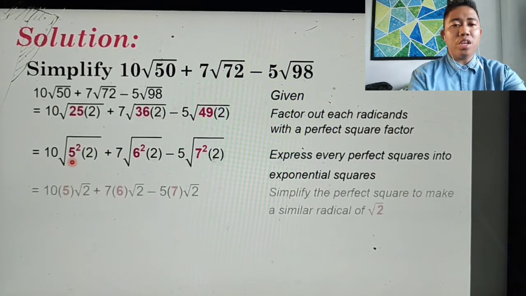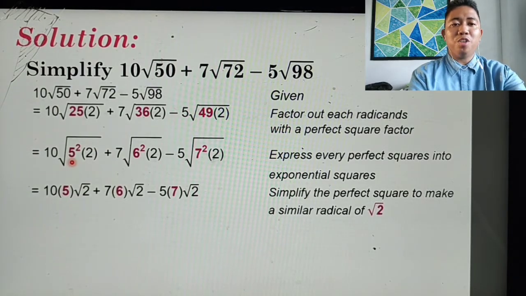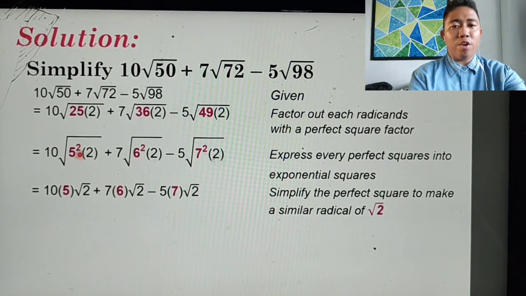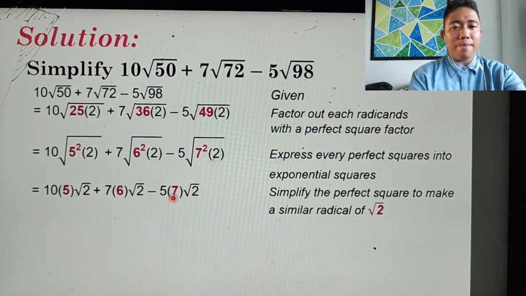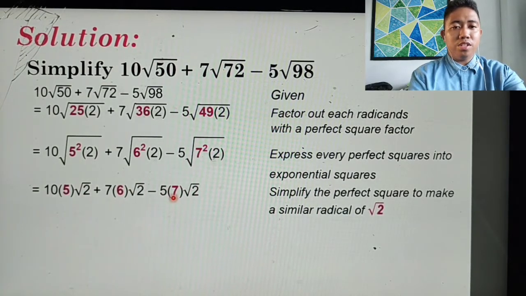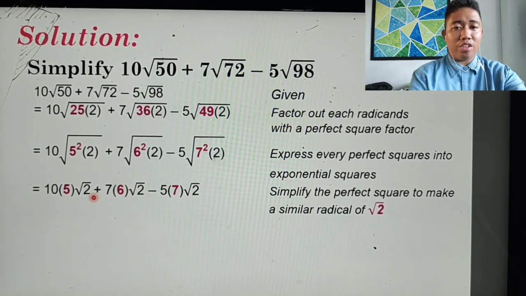The next step is to simplify each perfect square to make a similar radical of the square root of 2. So the square root of 5 squared, or the square root of 25, becomes 5. The square root of 6 squared becomes 6. And the square root of 7 squared becomes 7. Okay? So we have a similar radical, which is the square root of 2.